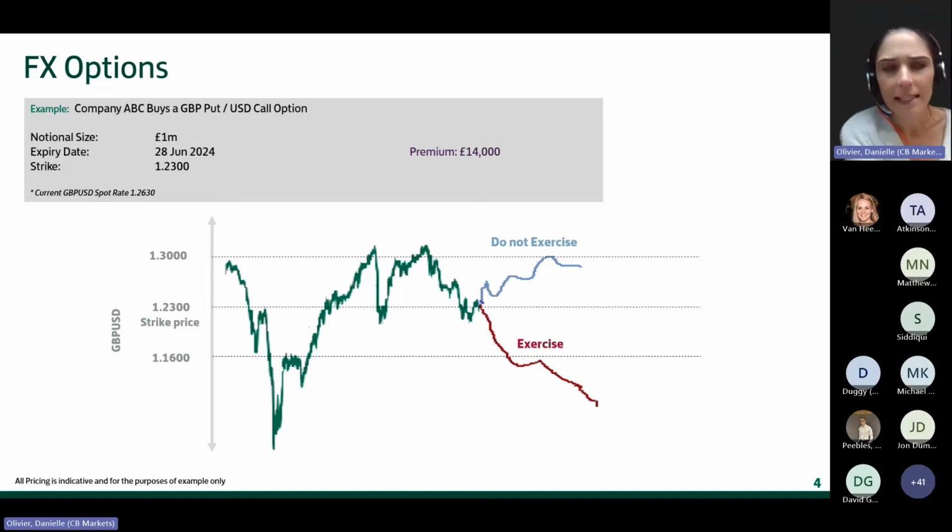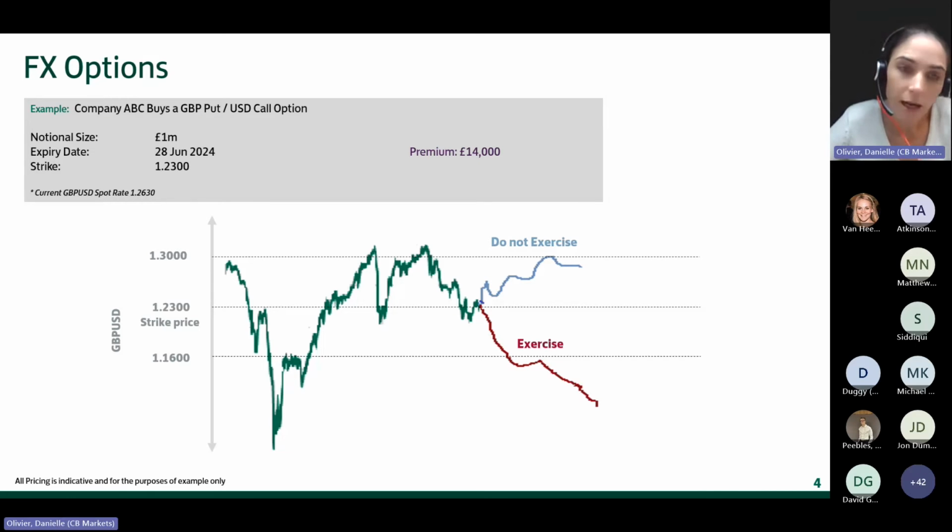So let's look at the circumstances where company ABC will exercise this option. They will exercise this option when it is beneficial to do so, right? And the benefit will be determined by the market rate. So the option has given company ABC the right to buy US dollars and sell sterling at 1.23, their strike price.